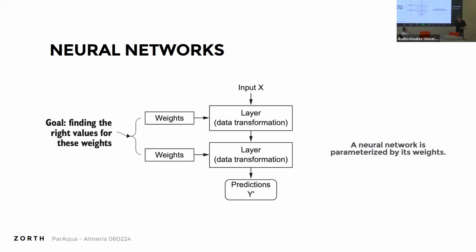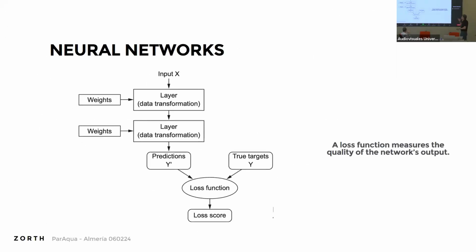The first thing that we're going to need in order to find those weights is to check whether those weights are good or not. So we got our predictions. What if we add the true targets now? If we add the true targets, we can define a loss function. That's basically an error. And there are various ways of defining loss functions. From that loss function, we can get a loss score. And that loss score is how good is my prediction compared to the true target. So it's going to give me the quality of the network's output, and it allows me to judge it.